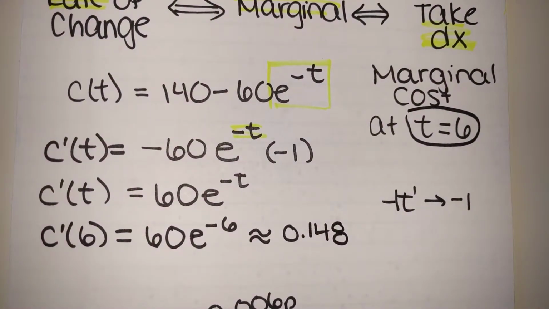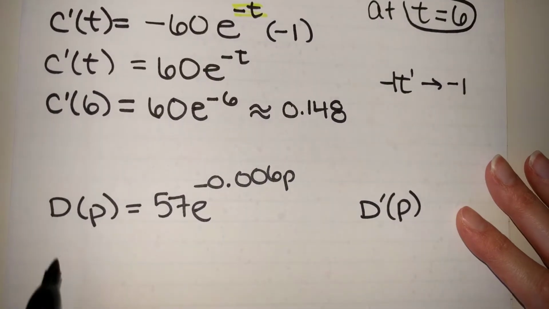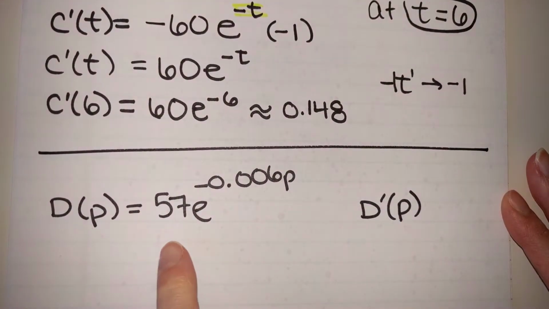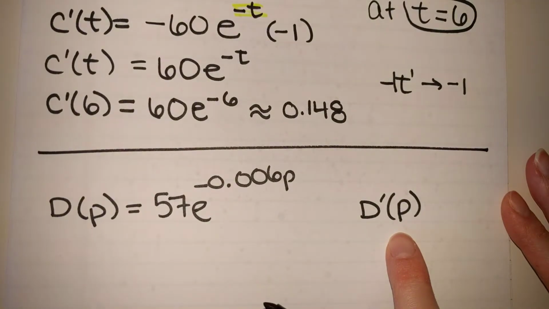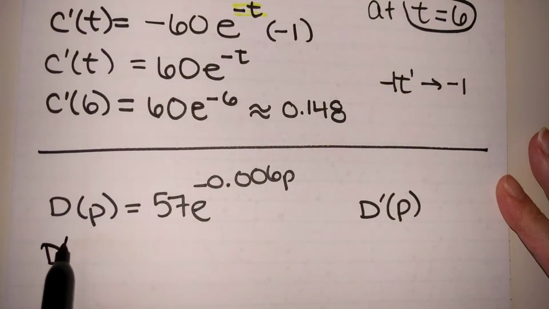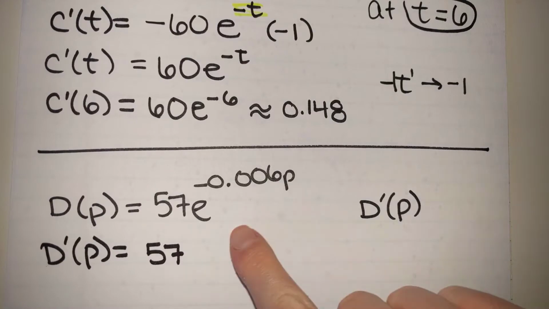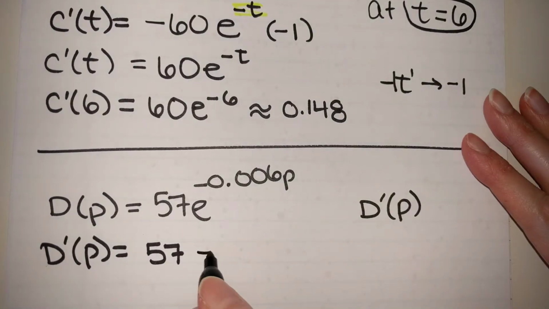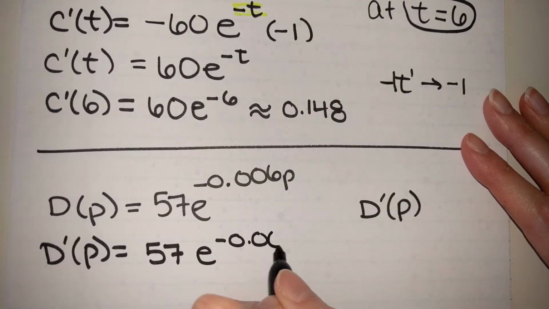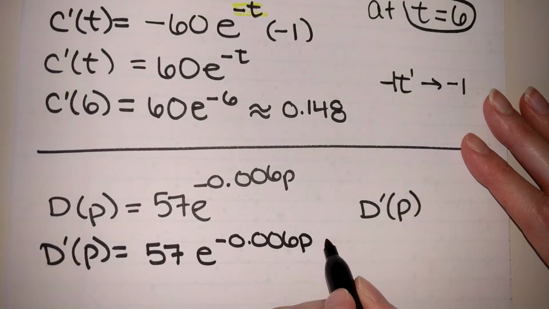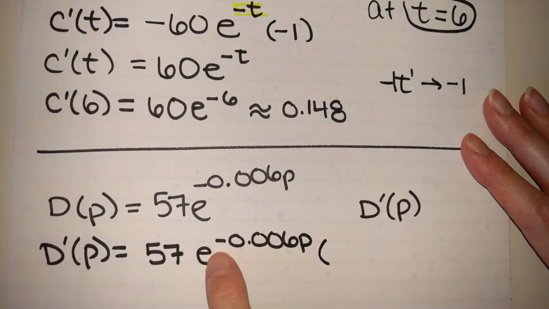All right, as just another quick example, sometimes we just want the marginal demand function or marginal cost function, and there's nothing to plug in. So on this question here, they give us a demand function, and then we are supposed to find the marginal demand function. So to do that, we take the derivative. The 57 tags along as a constant coefficient. And then our e to a power, we will rewrite as e to the negative 0.006p, and then multiply by the derivative of that exponent.